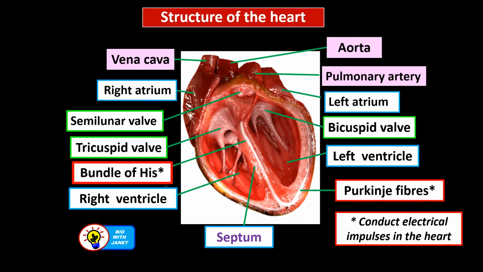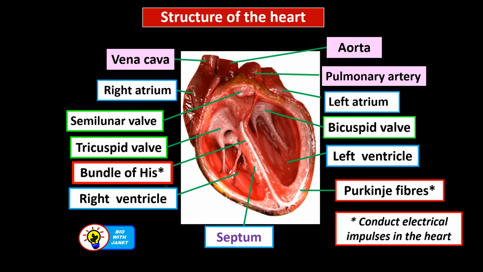Then we have the valves. So this is the semilunar valve, this is the tricuspid valve, this is the bicuspid valve. And the lower part here are the two ventricles, right ventricle and left ventricle. And then the center here is the dividing wall called the septum.